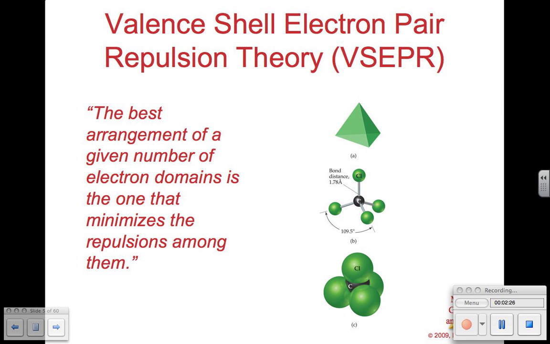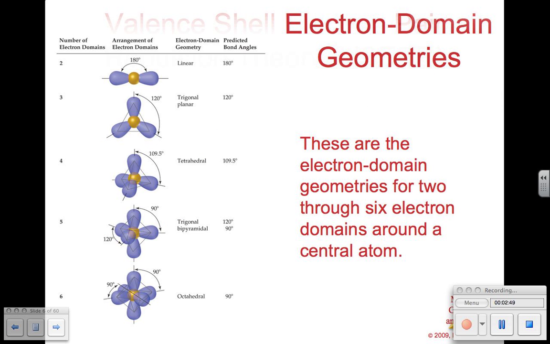This leads us to the valence shell electron pair repulsion theory. This is the idea that geometries can be determined using the idea that electrons repel each other, that they're trying to minimize their proximity to one another, so you get maximum repulsion. We've got a number of electron domain geometries. If you have 2 electron domains, it's going to be linear. If you have 3, it's trigonal planar. If you have 4, it's tetrahedral. 5, it's trigonal bipyramidal. And 6 electron domains, it's octahedral.